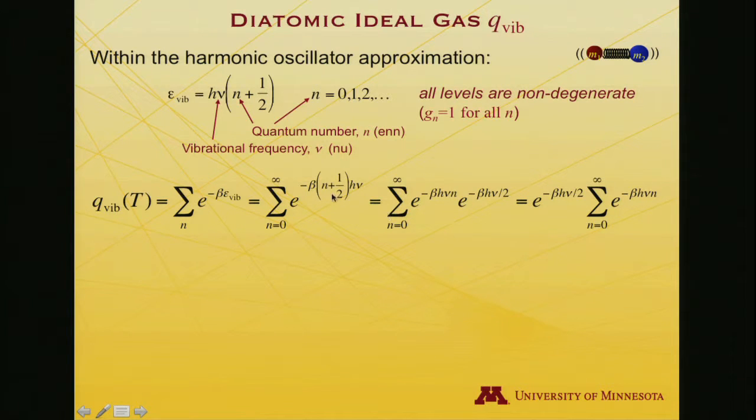Now, let me note that I've got an exponential of a sum, so I can pull out the various parts. I'll take a beta h nu times n, so here's that piece, and a beta h nu times a half, and here's that piece. And the reason I want to do that is this is just a constant. Right? It depends on temperature, but it doesn't depend on the quantum number n. So nu is the vibrational frequency, h is Planck's constant, beta is 1 over kT. I can pull that whole thing out in front. It multiplies every single term. So really I'm summing over this expression e to the minus beta h nu, and then here's n.